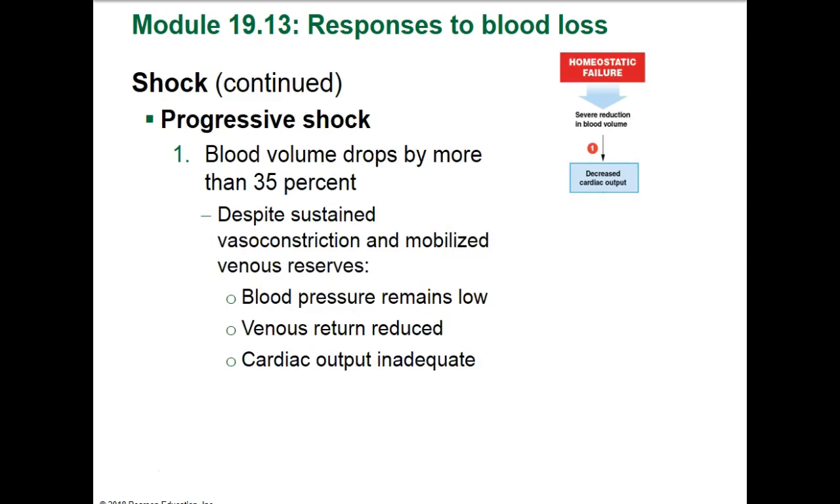We have progressive shock, where the blood volume drops by more than 35%, and that happens despite any sustained vasoconstriction and any mobilized venous reserve. So what your body is trying to do is to increase the blood pressure by constricting the blood vessels and bringing in whatever reserves of blood are available. The blood pressure stays low, the venous return is reduced, and of course your cardiac output is inadequate.